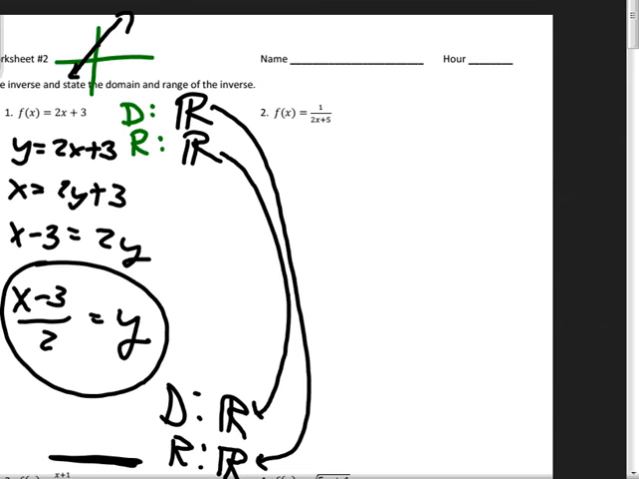It's always a good idea to put in these parentheses, but it is not required to put in those parentheses. All right.